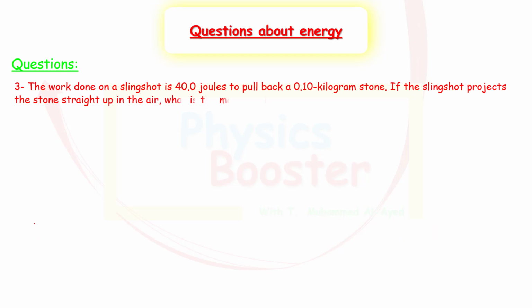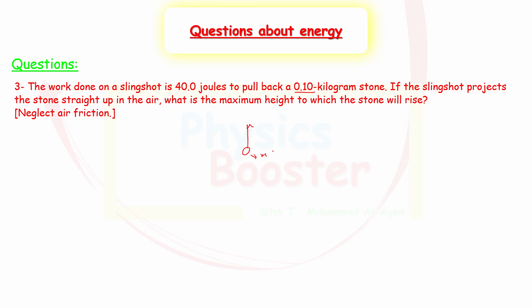Next question. The work done on a slingshot is 40 joules, okay? To pull back a 0.1 kilogram stone. So it says that we use the slingshot to throw a rock upwards. The mass of the rock is 0.1. Now, if the slingshot projects the stone straight up in the air, so it's telling you that the stone is going vertically. As we said, it has a mass equal to 0.1, and it was thrown vertically. Now, what is the maximum height to which the stone will rise?